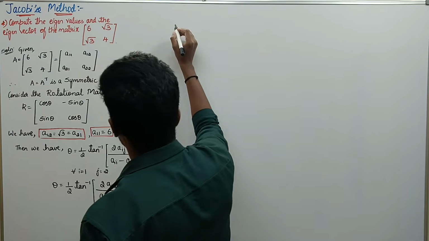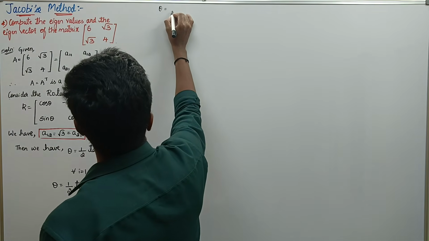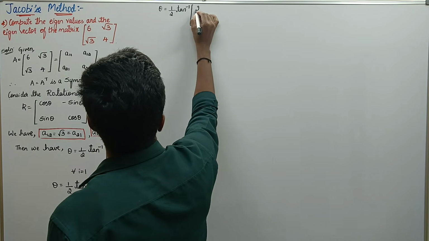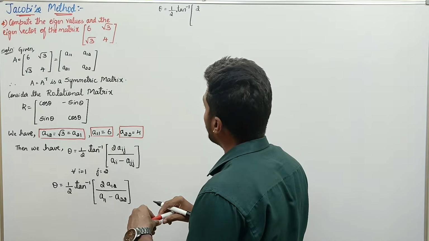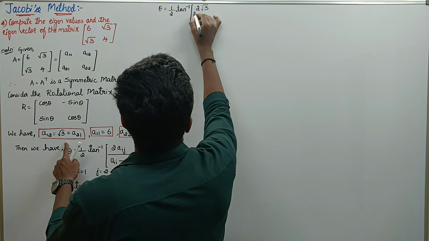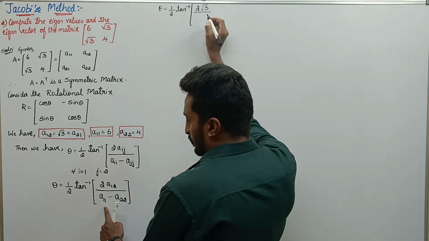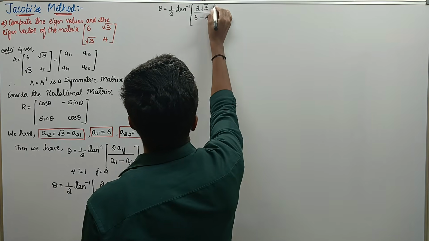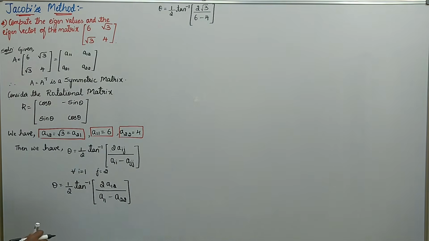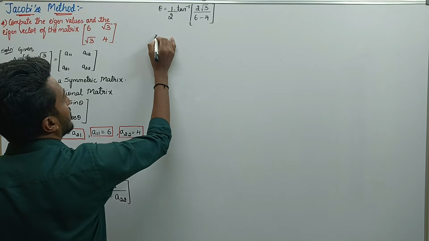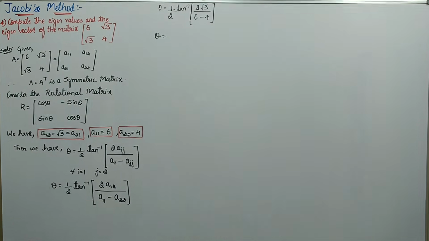Now substitute in this condition. Let us represent here: theta equal to 1 by 2 into tan inverse of 2 into A12. A12 is root 3. Root 3 divided by A11, A11 is 6, minus A22, you have 4. To simplify this condition, we have considered the elements represented. Now, by using the calculator, let us find the value of the angle theta. How? I am going to show you.